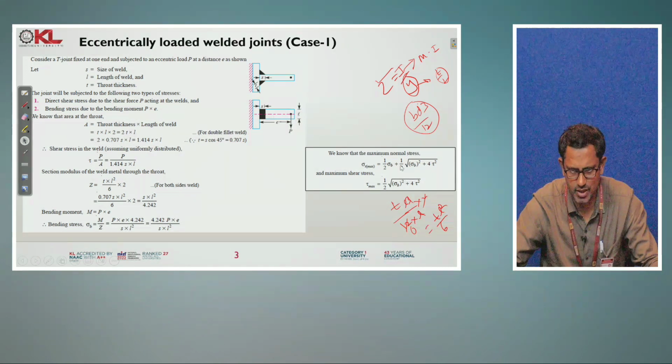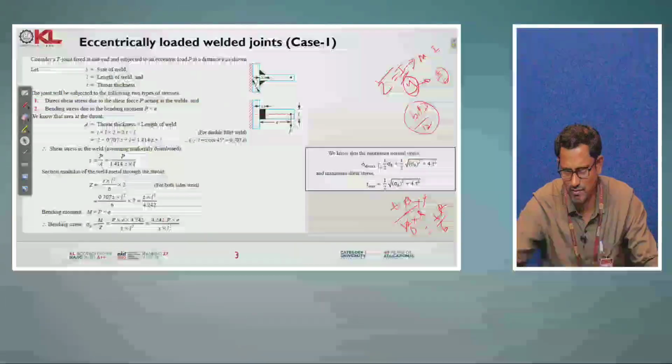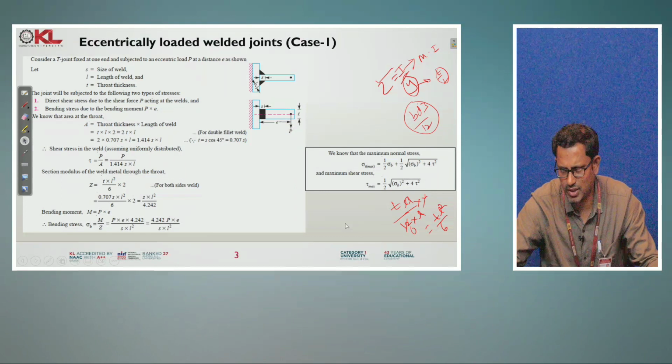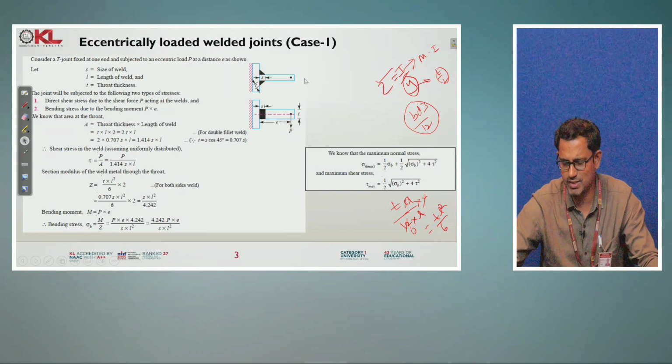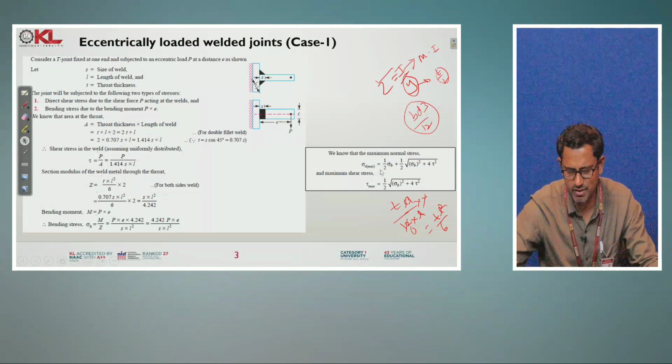According to the maximum normal stress theory, you can calculate sigma T max is equal to sigma b by 2 plus half into under root sigma b square plus 4 tau square. By substituting all the values in these equations, you will get sigma T. If the stress developed inside the welded joint is less than the allowable value, then we can say the welded joint is safe. If it is exceeding, then the welded joint will fail for strength criteria.